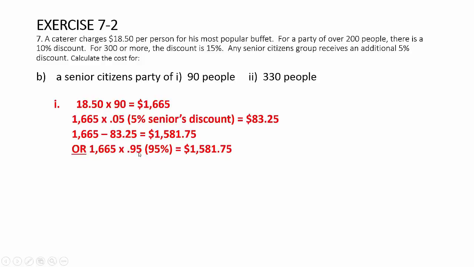Or once again, you could have taken the original price of $1,665 and multiplied it by 95%. Of course, 95% is what we have to pay if we're saving 5%, and you see that we get to the same price.